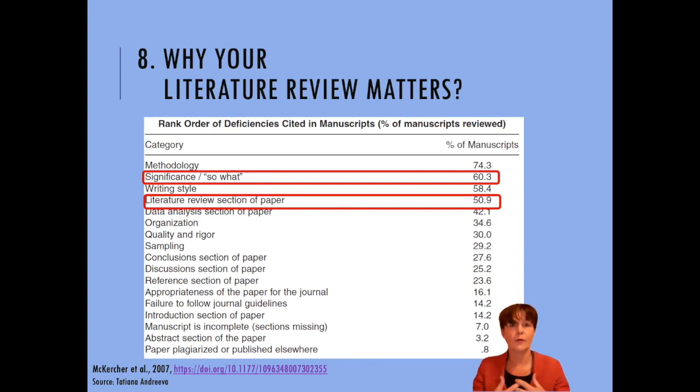Why is this issue important? Well, if you've done your literature review properly, you are able to articulate that significance. And then more than half of the manuscripts were rejected because of the literature review section of the paper, because it wasn't comprehensive enough, because it wasn't well written, because it was out of date. There might be lots of reasons for why the literature review section wasn't appropriate, but that is a key reason.